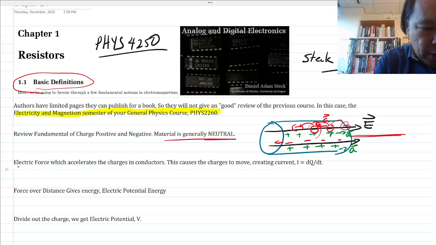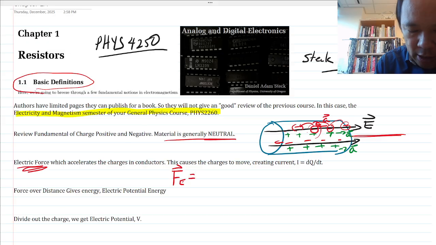So, I already mentioned this electric force. This electric force comes from Coulomb's law. The electric force is going to be proportional to, well, in this case, you can just write the electric field times the charge of that object. But let's say you have a positive charge and a negative charge somewhere.